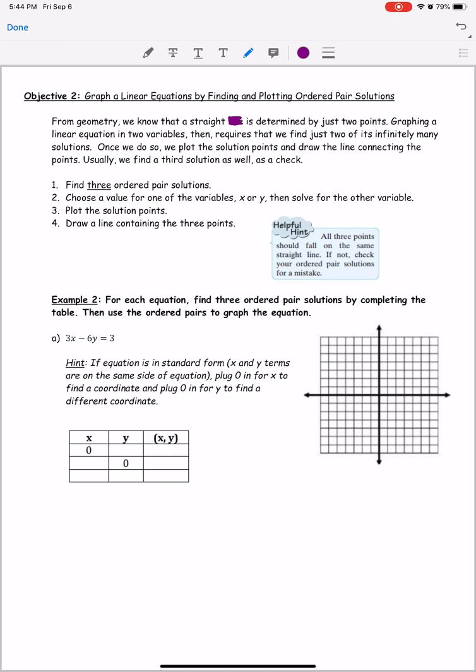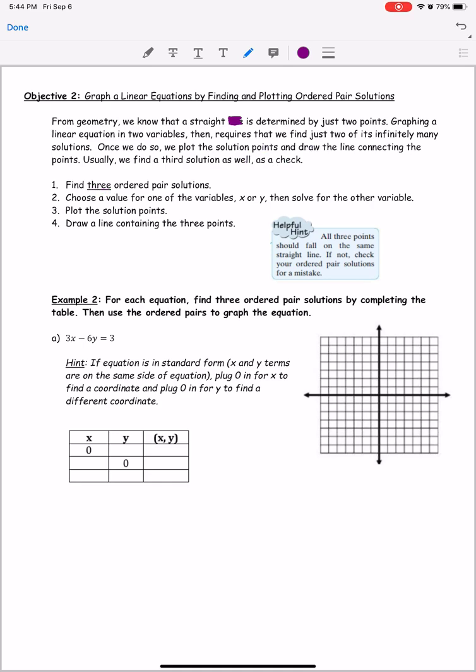So because we need just two points, anywhere on this page, I could draw a dot here and a dot here and make a straight line through it. We could do a point here and a point here, and again, we have a straight line through it. So to make a line, all you need is two points and just connect them. However, we are going to find three. That third one is for a check.